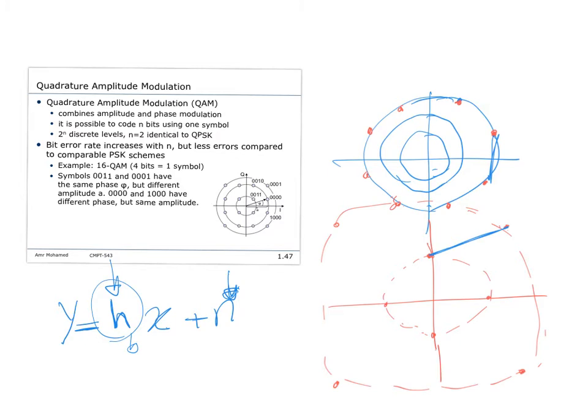So 16 QAM may naturally have a higher bit error rate than 8 QAM. It would be more efficient than 8 QAM, in the sense that you have 4 bits per symbol as opposed to 3 bits per symbol. So in terms of bandwidth or spectral efficiency, it's better. But in terms of bit error rate, it's worse.